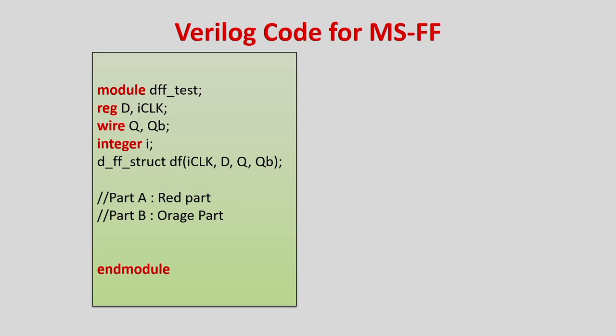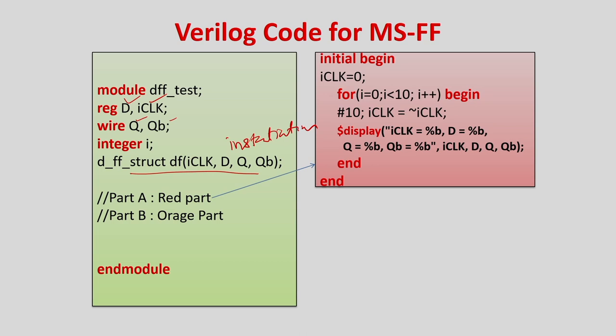This is the D flip flop test, where we are declaring two registers, D and clock, and two wires, Q and QB. Here we are instantiating the D flip flop, and it has four connections, similar to the earlier models: clock, D, and two outputs. Let us see what the components of this test bench are.